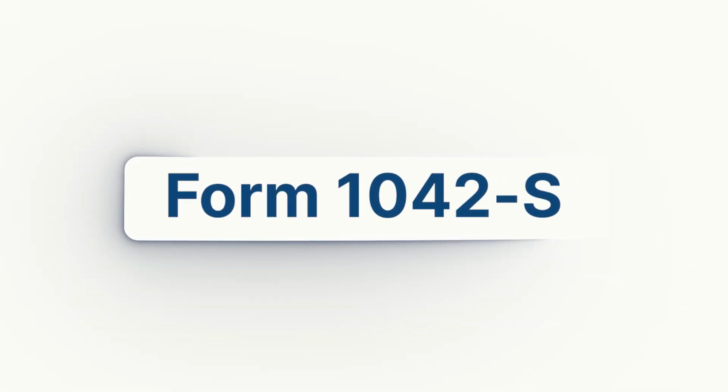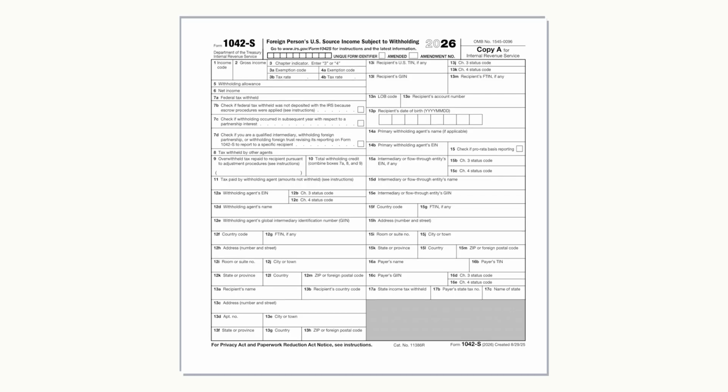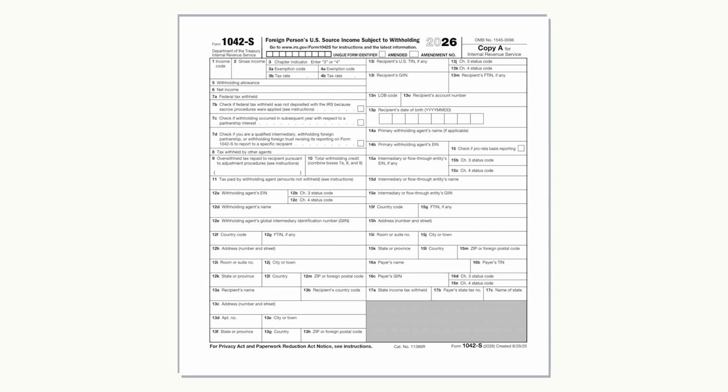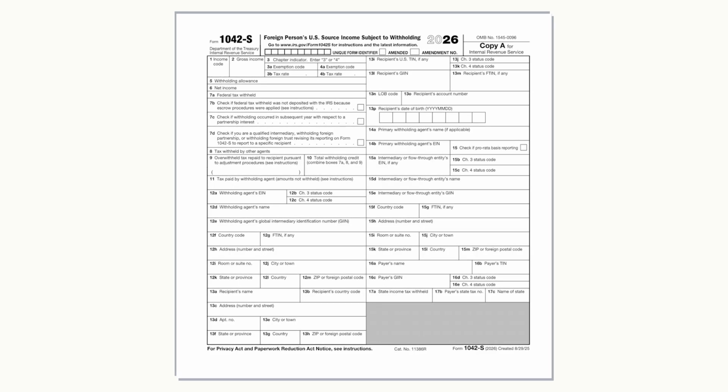Form 1042-S is an IRS information return used to report U.S. source income paid to foreign persons and the U.S. federal tax withheld on that income. Each Form 1042-S represents a specific payment to a specific recipient, and the data reported on these forms is reconciled at the aggregate level through Form 1042.